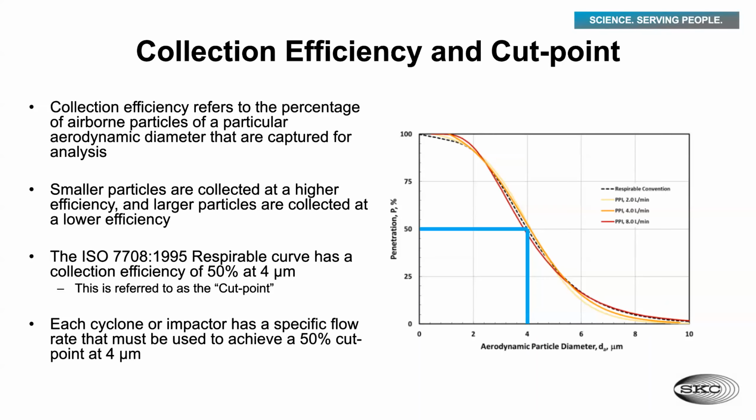It's important that as we go out and perform sampling, whatever sampler we use conforms to the ISO 7708-1995 convention. That way we know that we are comparing apples to apples, and not some environmental cyclone that has a different cut point or a curve that looks very different.